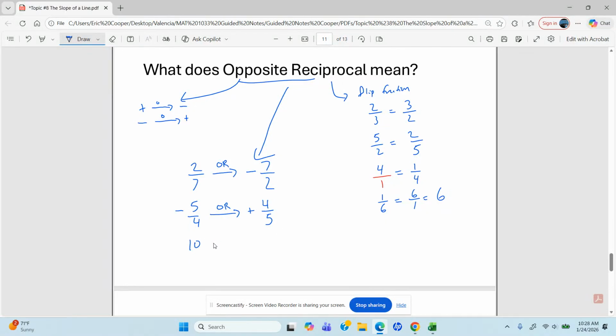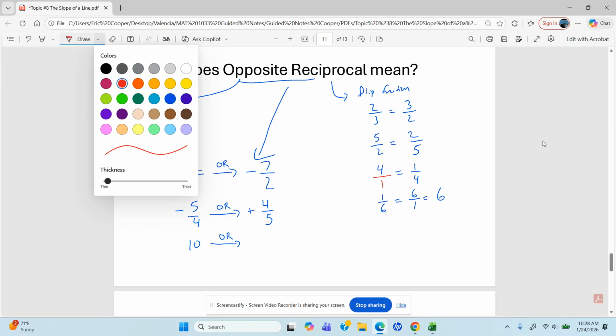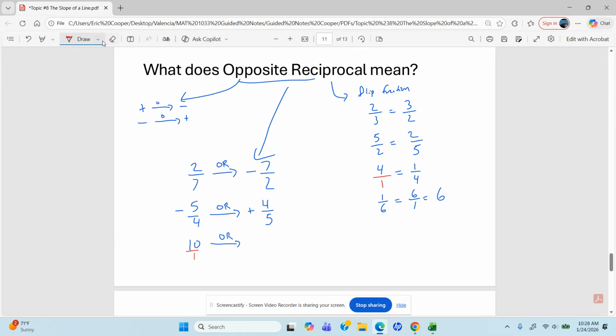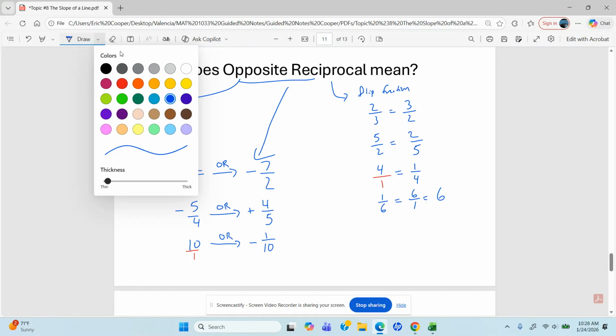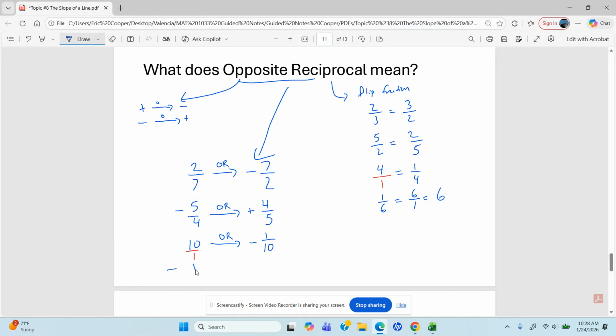If I have 10 and I want to find its opposite reciprocal, again, remember, if it's not a fraction, you can turn it into a fraction by putting it over 1. So the opposite of being positive 10 would be negative, and the reciprocal of 10 would be 1/10. Finally, I could do this one more time. If I had -1/13 and I wanted the opposite reciprocal, negative would become positive, and 1/13 would become 13/1, which is just 13.